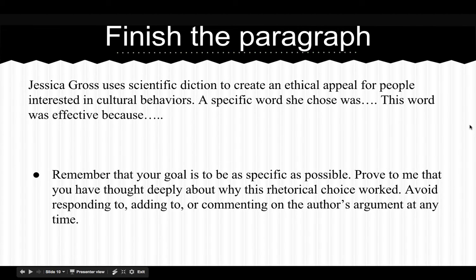You're going to look through this article, and I've started a paragraph of analysis for you. So I've decided that you're going to analyze her scientific diction in this article. And I've decided that her audience is people interested in cultural behaviors. Okay, so I think that she chose some scientific words in this article to make her audience trust her a little bit more, to create an ethical appeal.